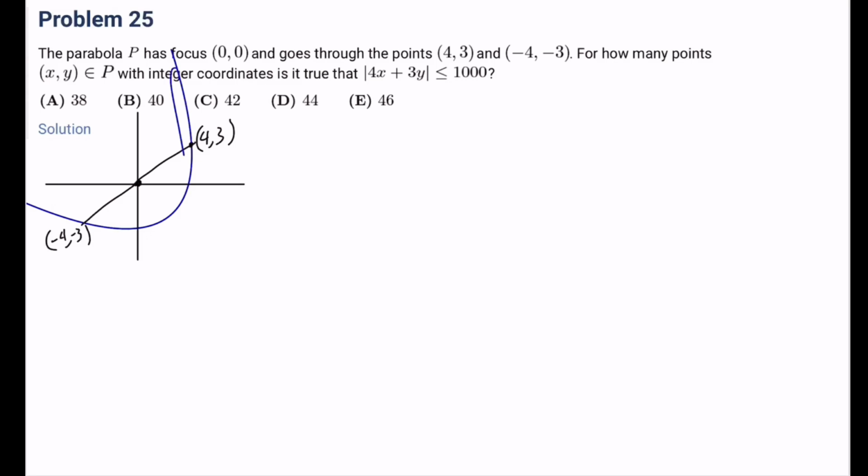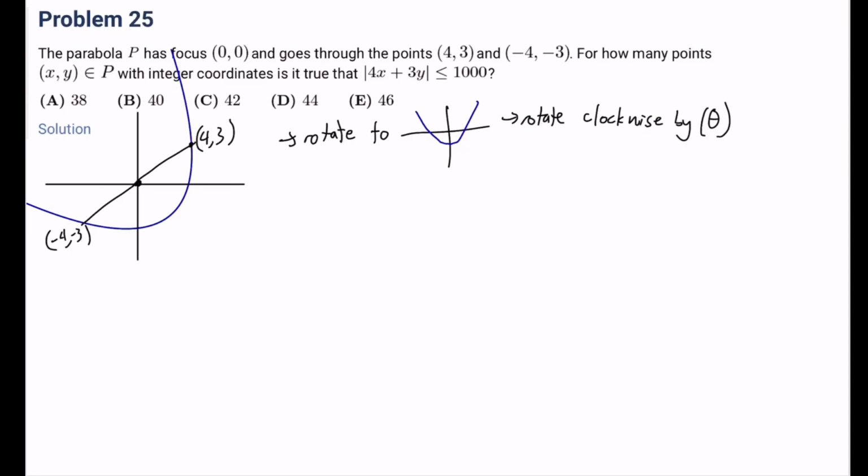Since this parabola is very tilted, and we don't want that, we want to rotate the parabola to something that looks more normal, like this. And if we do that, that means we have to turn it clockwise. So we have to rotate clockwise by theta, and that theta is just going to be this angle. So let's call this angle theta. It has to rotate clockwise by theta.